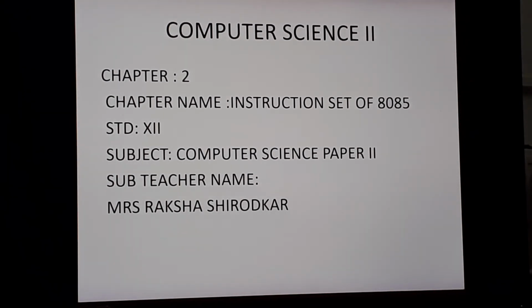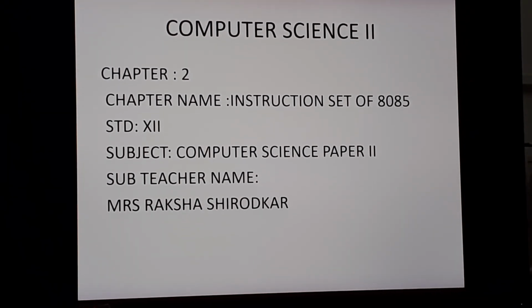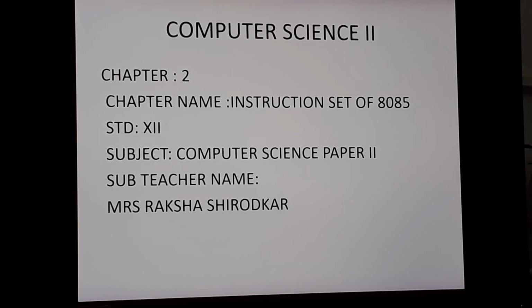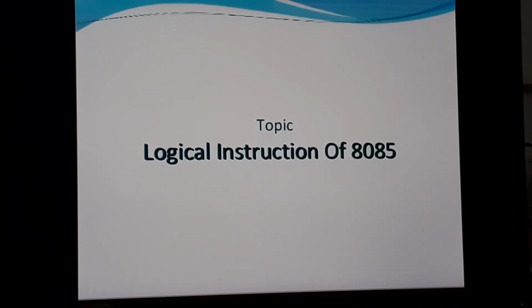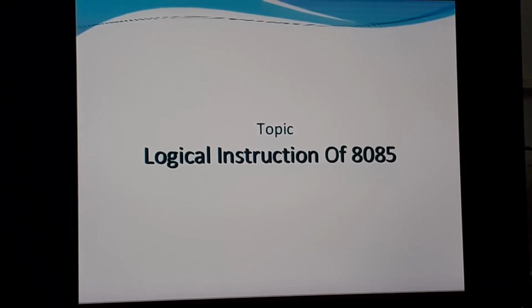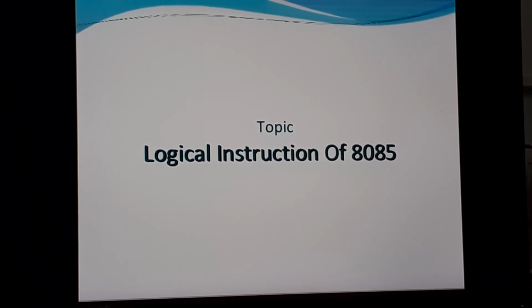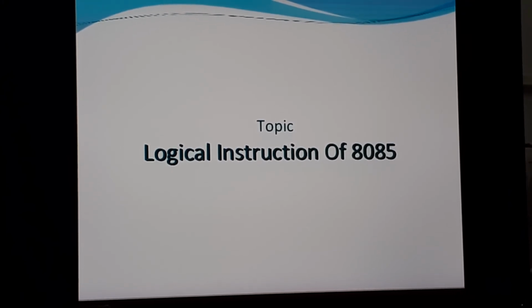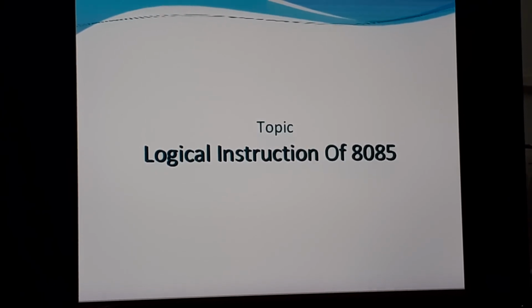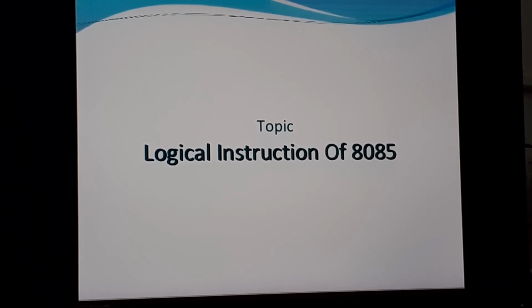We will continue with the same subject, that is Computer Science Paper 2 Chapter number 2, Instruction Set of 8085. So in the last video we had completed the second group of instructions, that is the arithmetic group. So we completed a total of 2 groups, that is the data transfer group and the arithmetic group. So today we'll be starting with the logical instructions, that is the logical group of 8085.